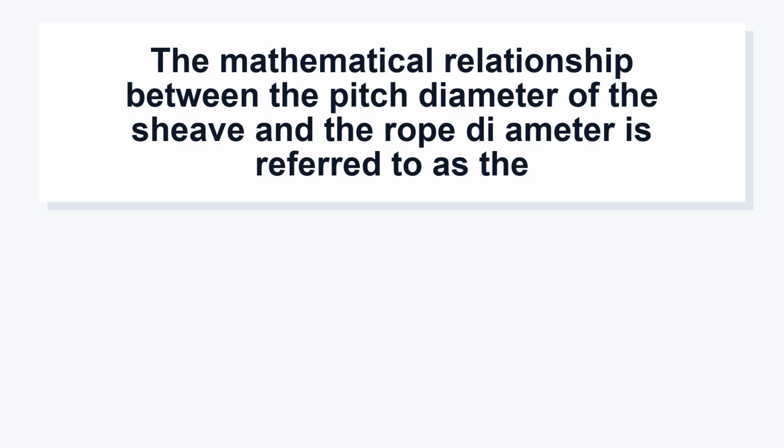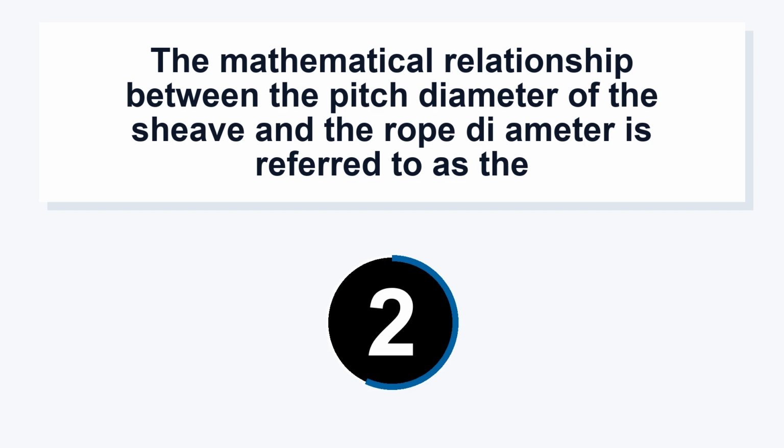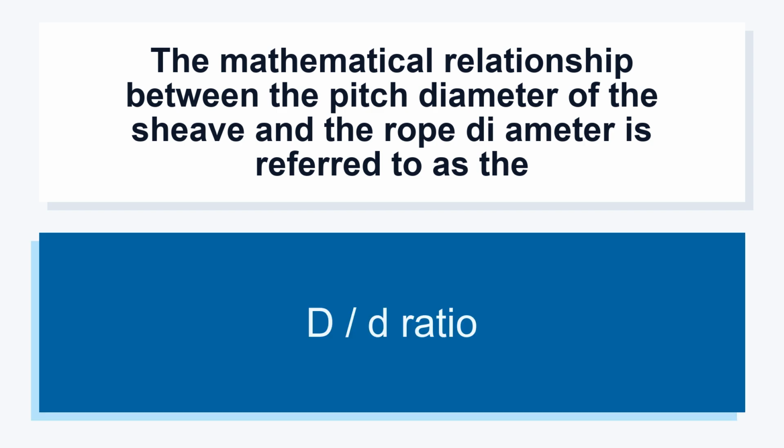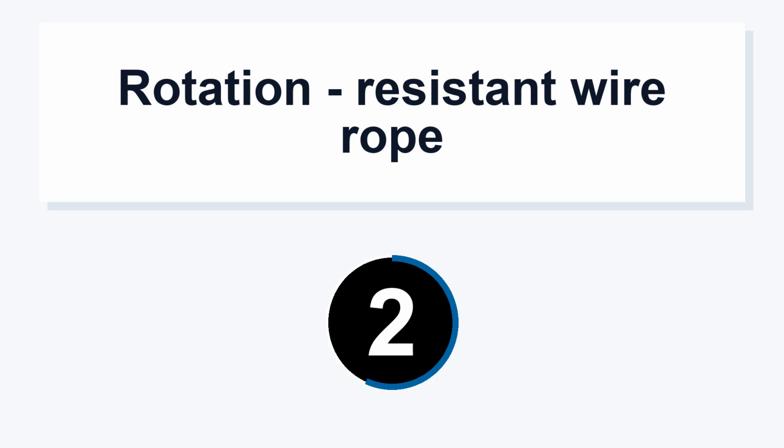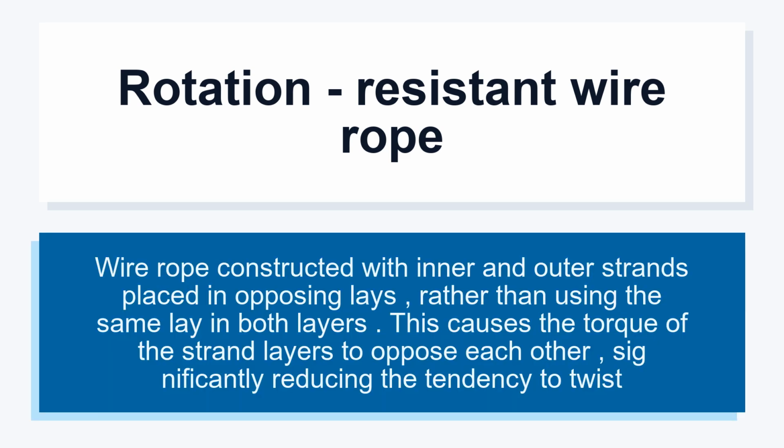The mathematical relationship between the pitch diameter of the sheave and the rope diameter is referred to as the D/d ratio. Rotation resistant wire rope. Wire rope constructed with inner and outer strands placed in opposing lays, rather than using the same lay in both layers. This causes the torque of the strand layers to oppose each other, significantly reducing the tendency to twist.